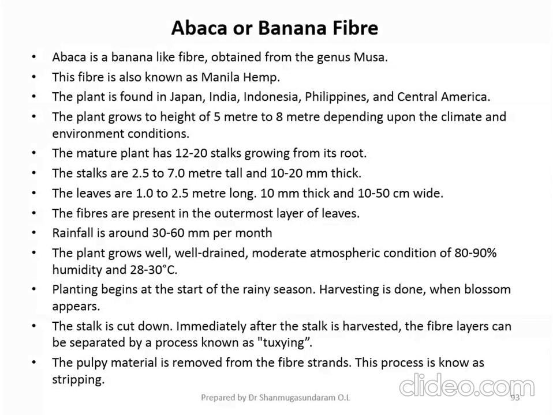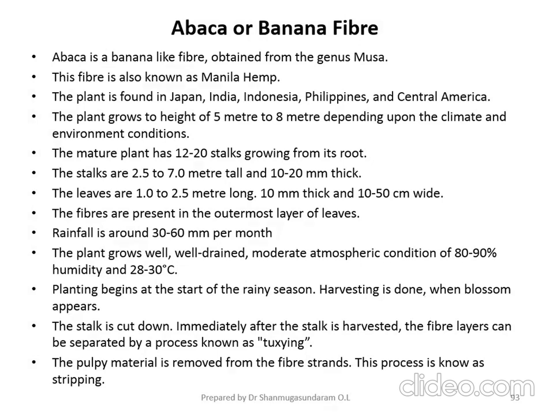I think you might have studied this in the +2 when you were studying the botany subject. This banana comes under the Musa family. This fiber is also known as Manila hemp. The plant is found in Japan, India, Indonesia, Philippines, and Central America.